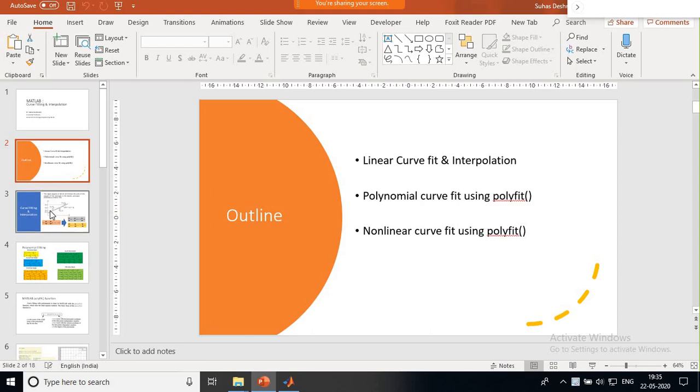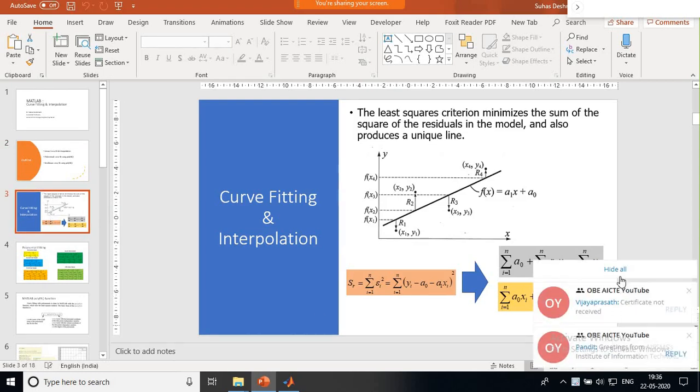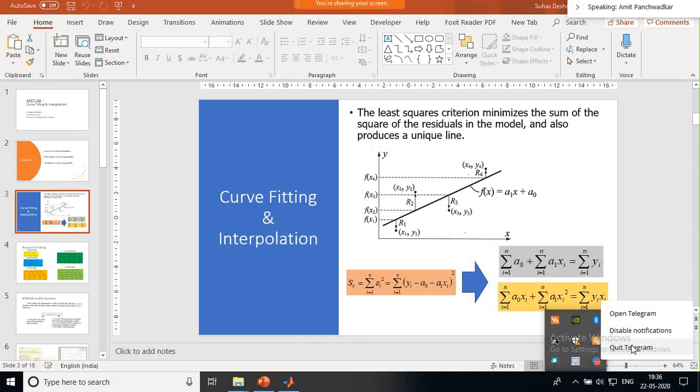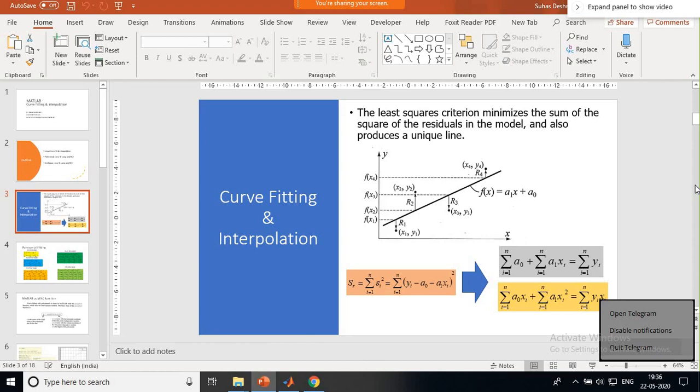So first of all, before going for polynomial fitting, I will give you a brief idea about the least square criteria for minimization of the error.